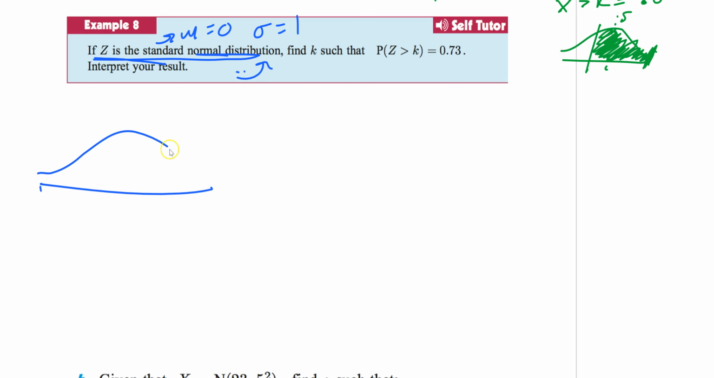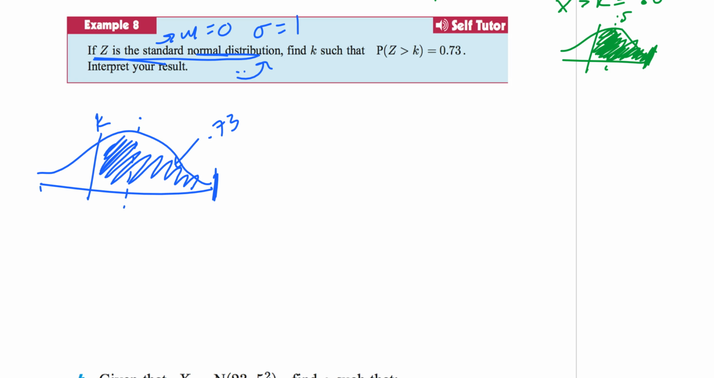Like this. Notice it's greater than, so I start on the right hand side. 0.73, remember that's more than halfway. So here's the halfway mark. I've got to go more than that, so like over here somewhere. All of this is 0.73. And then my k here is my k.